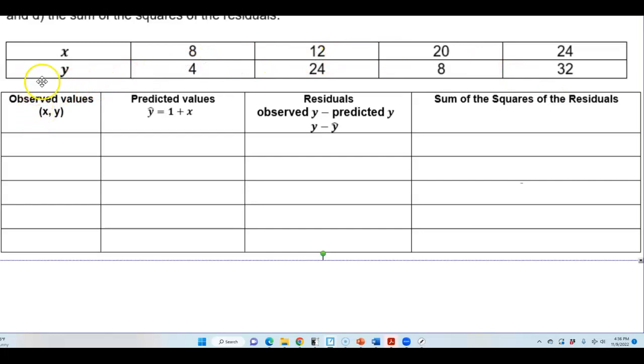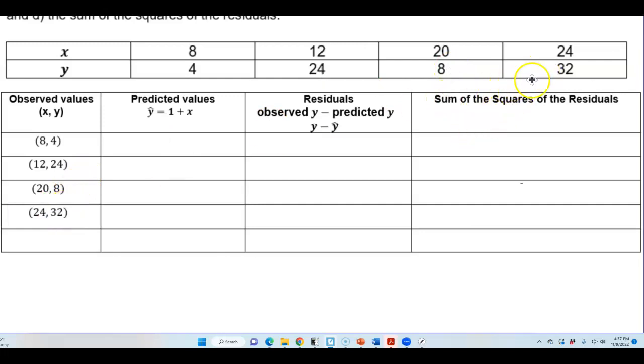So the first thing is, let's identify the observed values. We're going to use these as ordered pairs. So we have 8, 4, which represents the observed value here. Then we have another observed value, 12, 24. Another observed value, 20, 8. Another observed value, 24, 32. Now we want to find the predicted values.